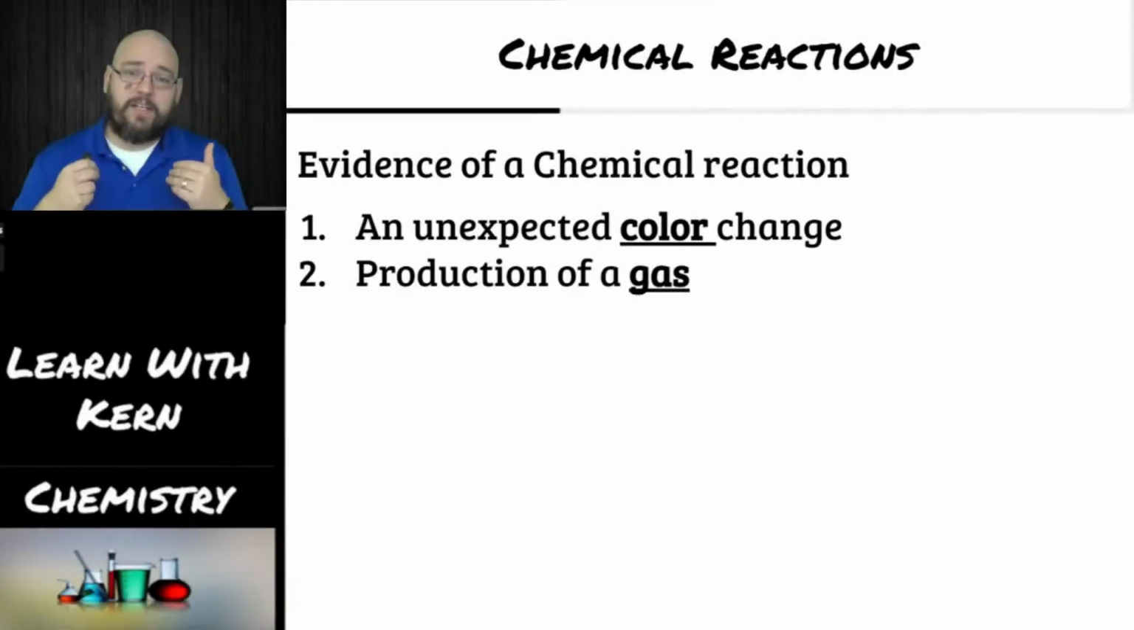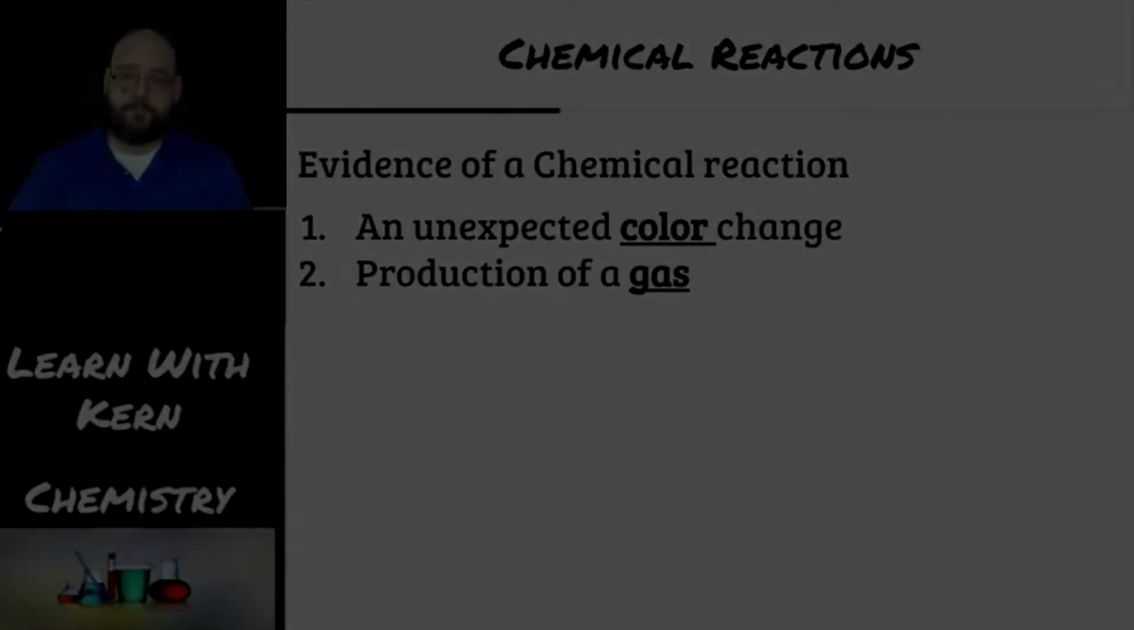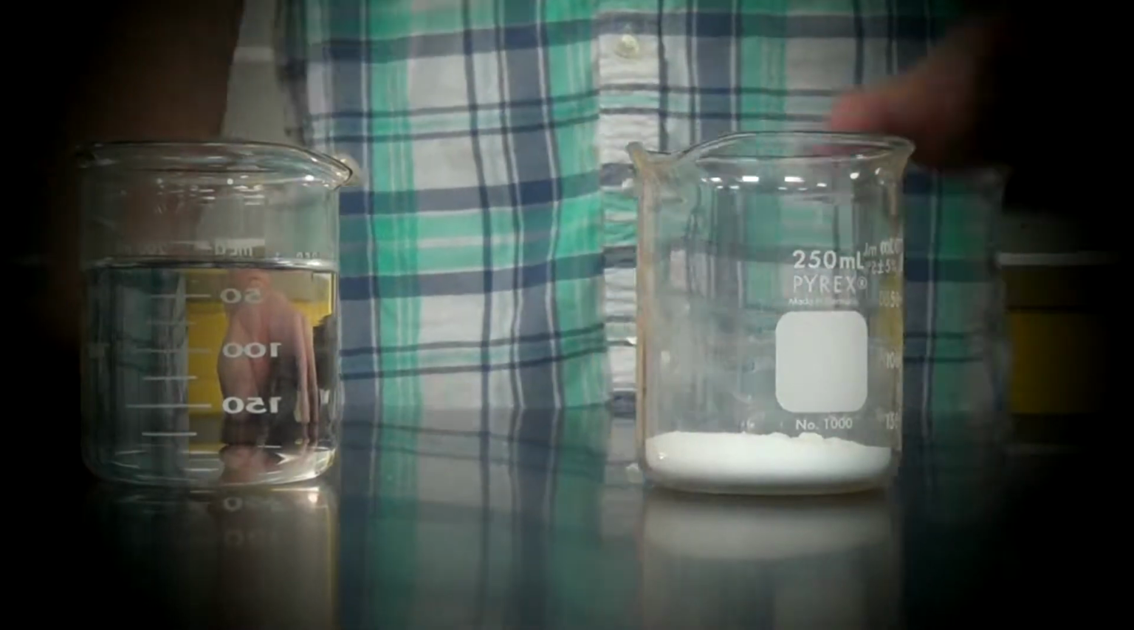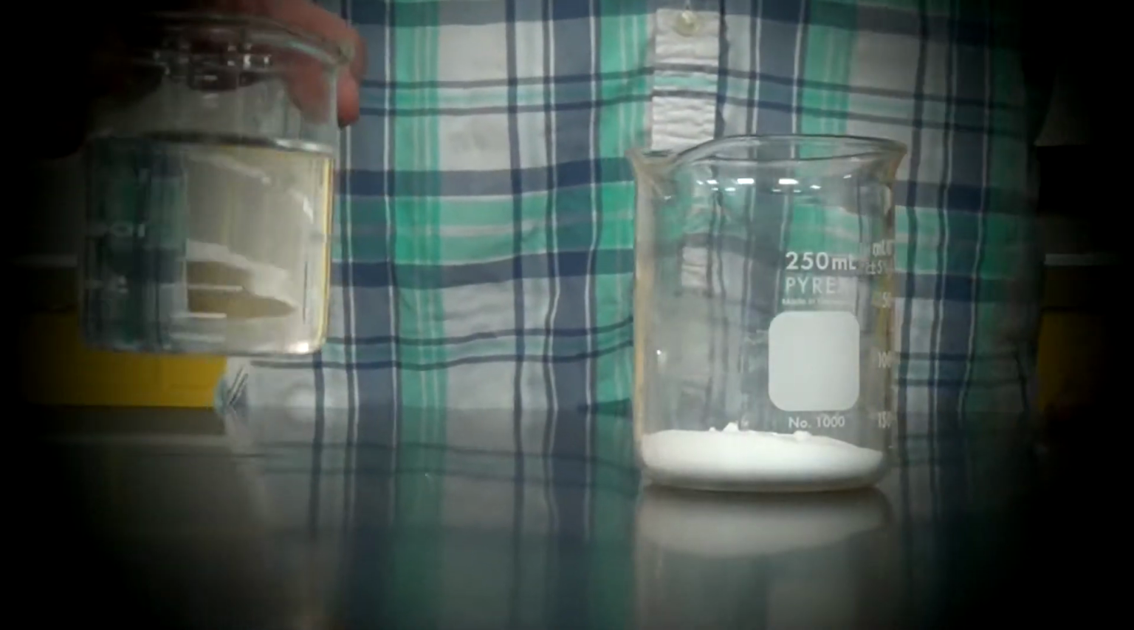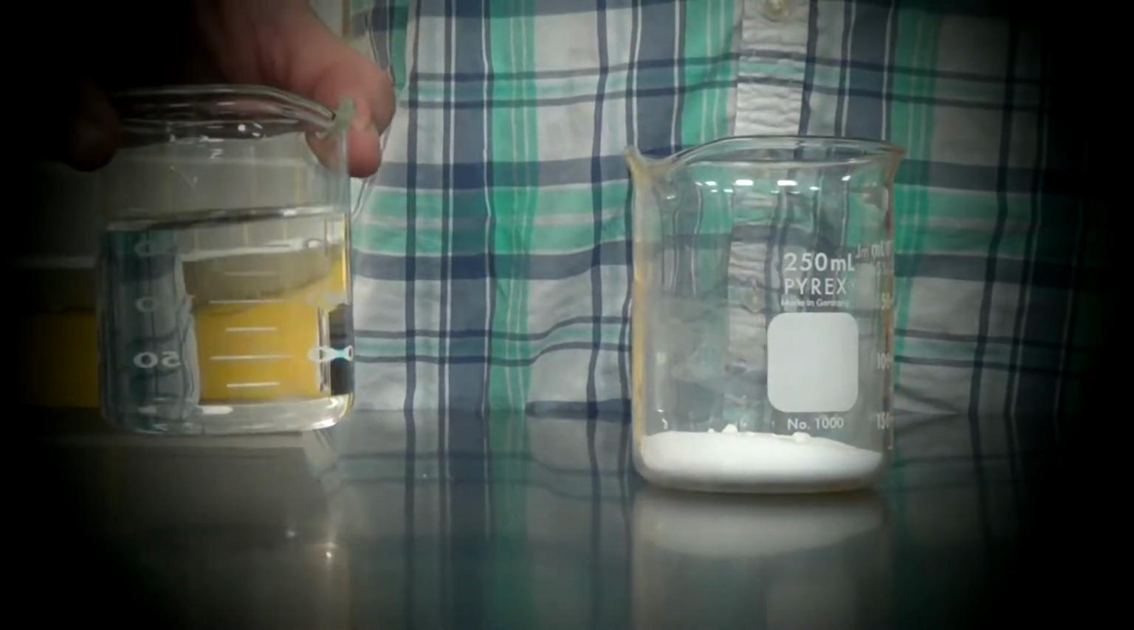The second evidence of a chemical reaction is the production of a gas. When I combine two things together and I produce a gas that was not there before, then we have ourselves a chemical reaction. It is the production of a gas. The best way to know that a gas is being produced is when you notice bubbles. So in this reaction we have sodium bicarbonate, a nice white powder, and acetic acid, a nice clear liquid.